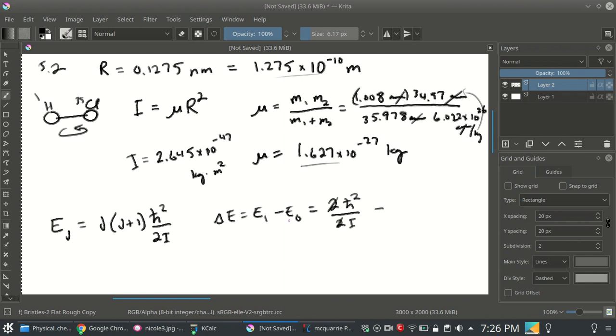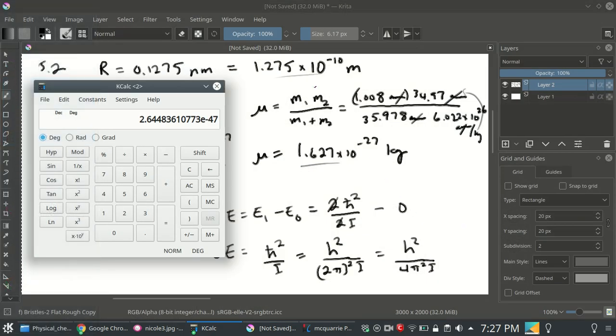Minus E0, now E0, if I put a 0 here, 0 times anything is 0, so it's just minus 0. So the delta E, the change in energy, is just h bar squared over I. Now h bar squared is h squared over 4 pi squared, so that's h squared over 4 pi squared I down there, okay? So I'm going to do that on the calculator now.